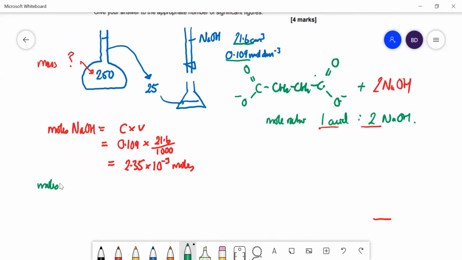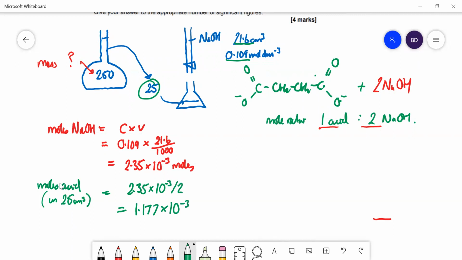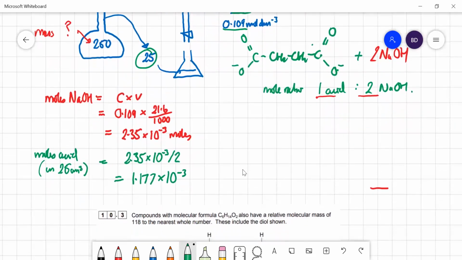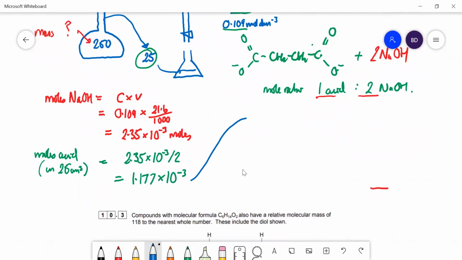So the moles of acid, and that's in 25 centimeters cubed, don't forget, is equal to that divided by 2, which is equal to 1.177 times 10 to the minus 3. That's how many moles of acid we've got. Now, that's in 25. So moles in 250 is going to be 10 times that. So that's 1.177 multiplied by 10, gives times 10 to the minus 2.